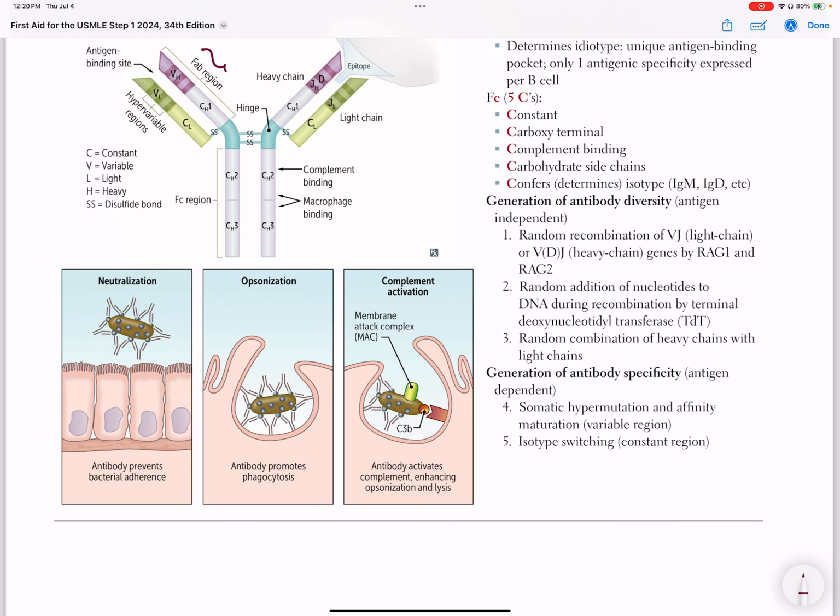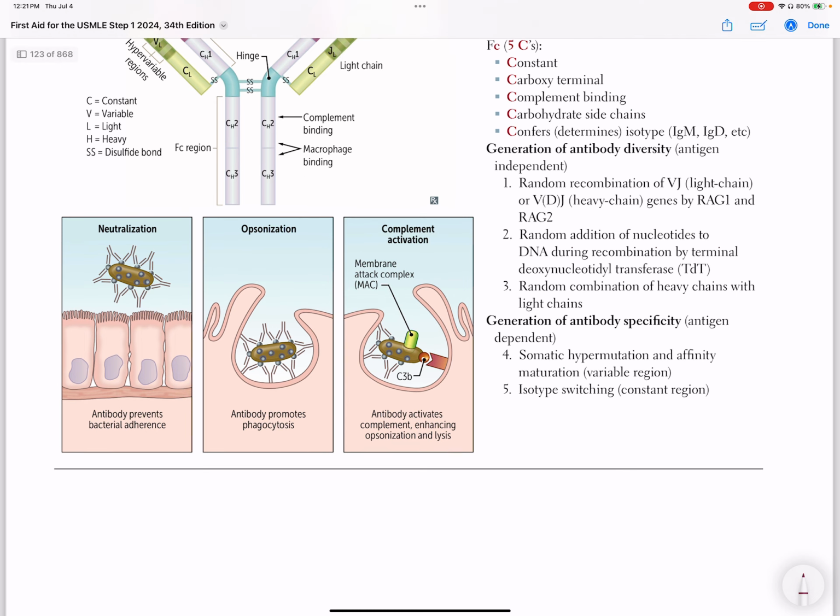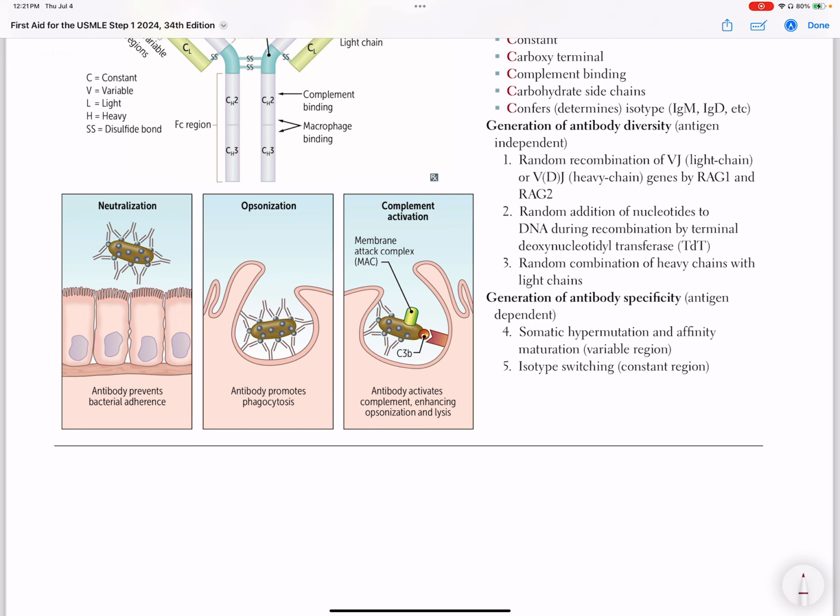Generation of antibody diversity is antigen independent: a random recombination of the VJ (light chain) or VDJ (heavy chain) genes by RAG1 and RAG2, random addition of nucleotides to DNA during recombination by terminal deoxynucleotidyl transferase, and random combination of heavy chains with light chains.